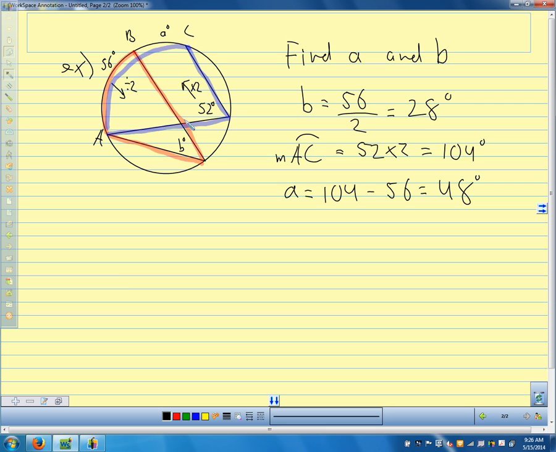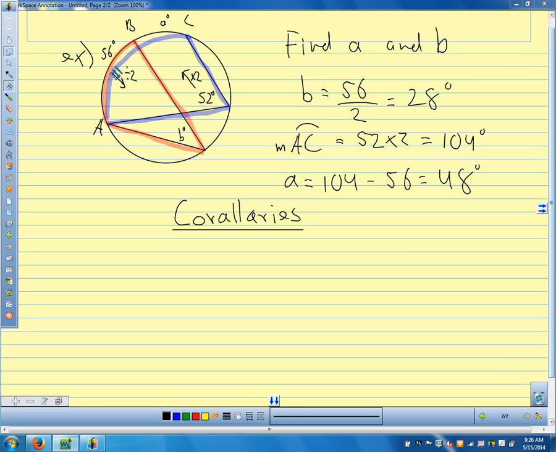All right, let's talk about our corollaries. And we've talked about corollaries before. Corollaries just mean other theorems that we can figure out very easily from our main theorem. So our main theorem is for an inscribed angle to go from the arc to the angle, divide by 2, to go from the angle to the arc, multiply by 2. So corollaries to that. Extra little things that we can figure out very easily. Inscribed angles that intercept the same arc are congruent.